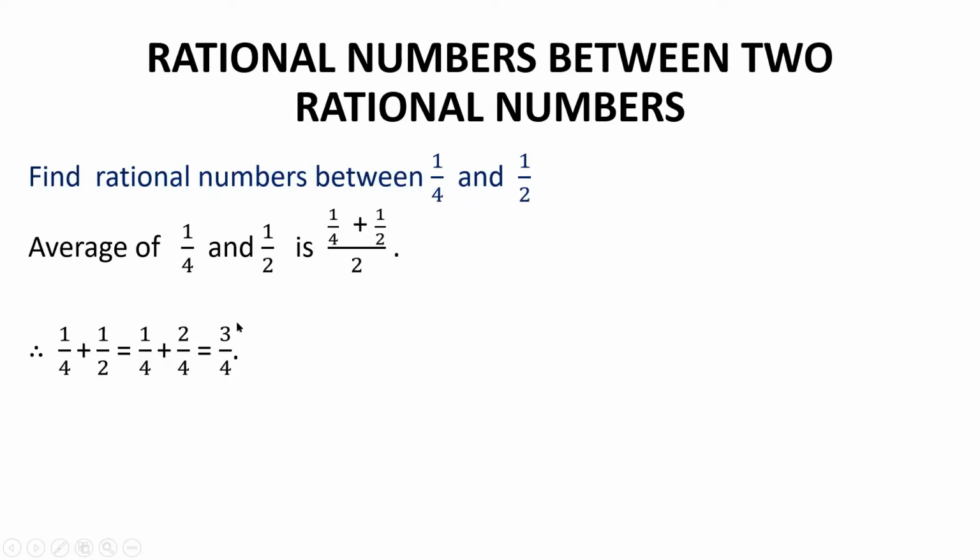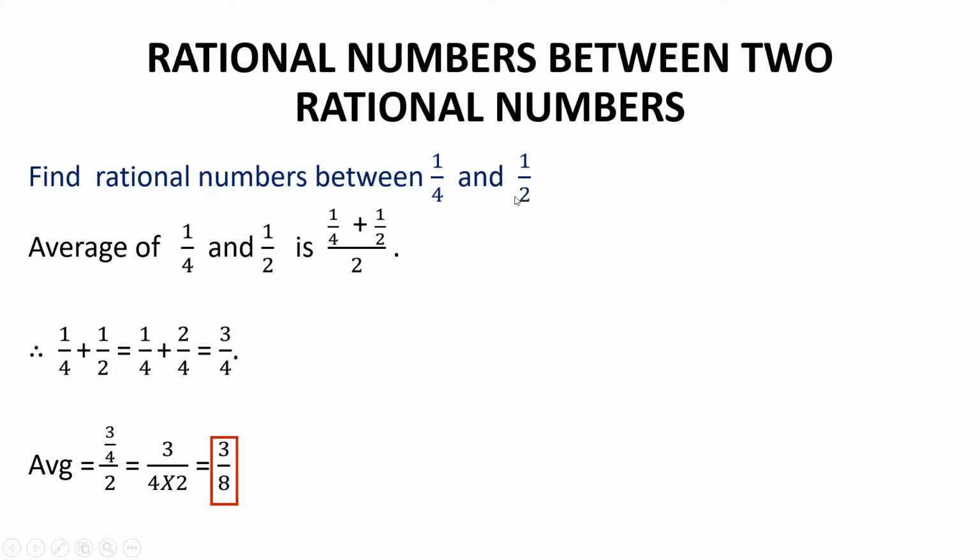So this 3 upon 4 is just the sum, and now this 3 upon 4 we have to divide by 2. So 3 upon 4 divided by 2 is equal to 3 upon 4 multiplied by 1 upon 2. Students, remember that division by any number means multiplication with the reciprocal. So the answer is 3 upon 8. So this number 3 upon 8 is the number between rational numbers 1 upon 4 and 1 upon 2.